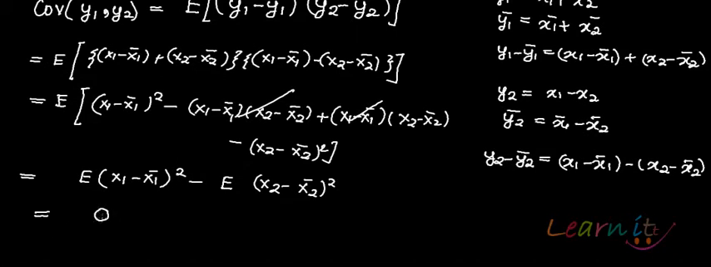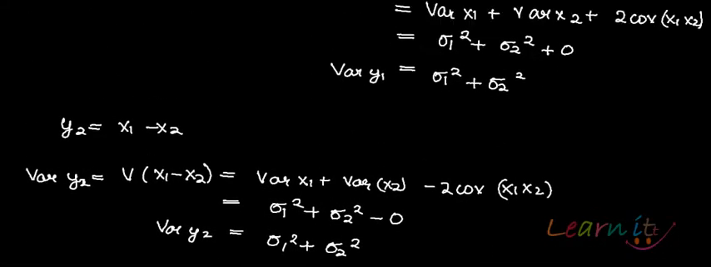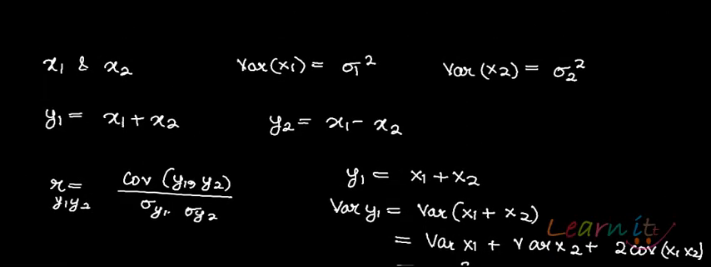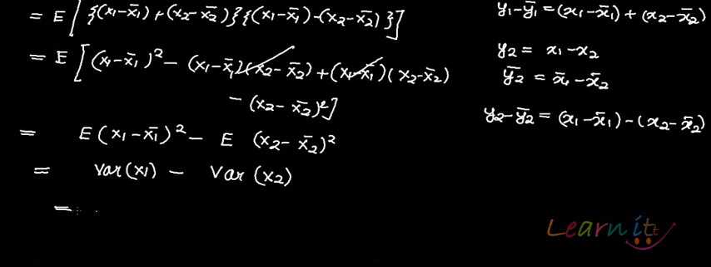Well, this is nothing but variance of x1 and this is nothing but variance of x2. Variance of x1 is sigma 1 square and variance of x2 is sigma 2 square. Sorry, I was a little confused, I was taking x1 as y1. I'm so sorry. So it is sigma 1 square minus sigma 2 square. This is given to you.